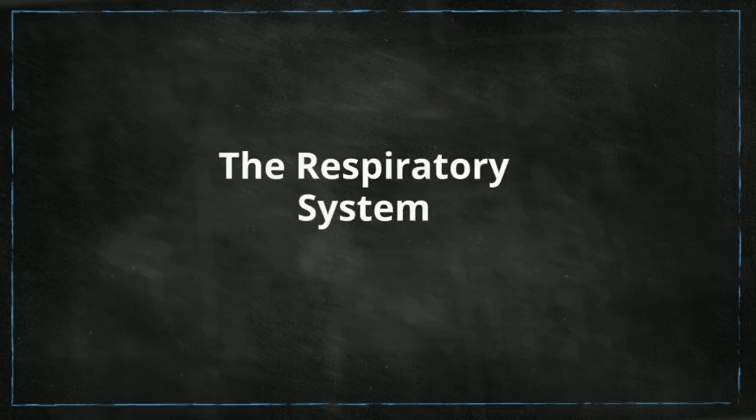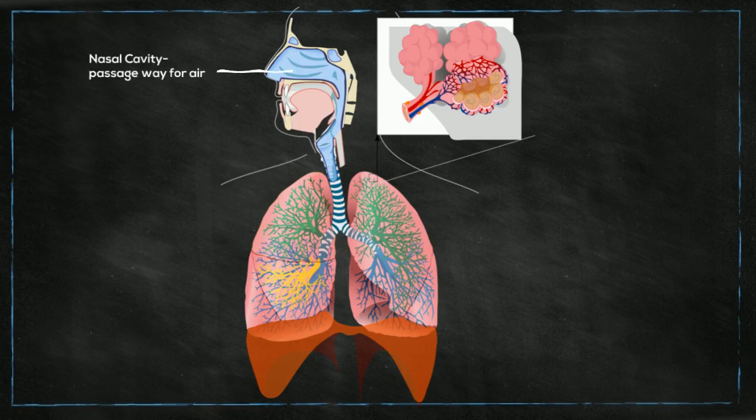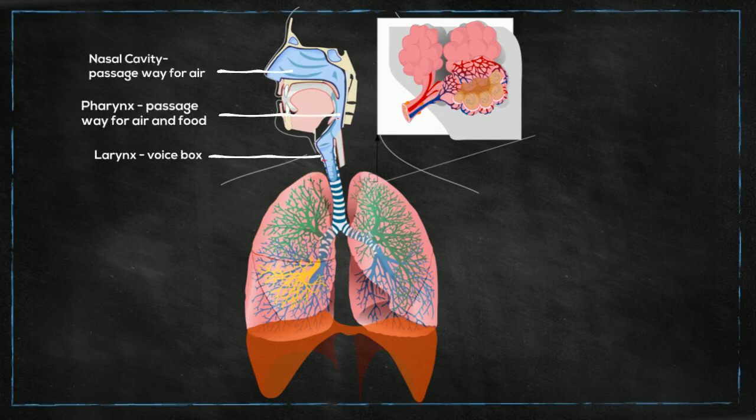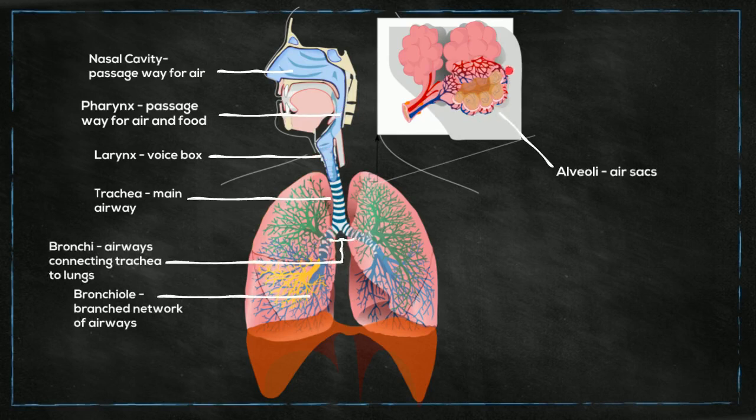The respiratory system is responsible for facilitating gaseous exchange between your body and the environment. It is made up of the nasal cavity, the pharynx, the larynx, the trachea, the bronchi, the bronchiole, the alveoli, the diaphragm, and the lungs.